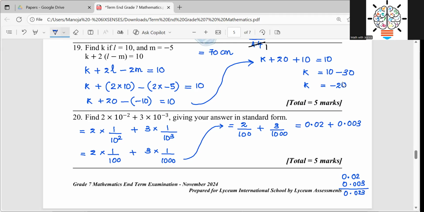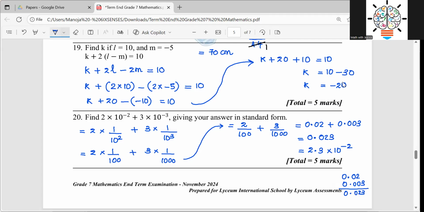Then you write this 0.023, but you don't get the full marks if you keep this as the final answer, because they have asked us to write the final answer in standard form. So then I write 2.3 multiplied by 10 to the power negative 2, like this, right?